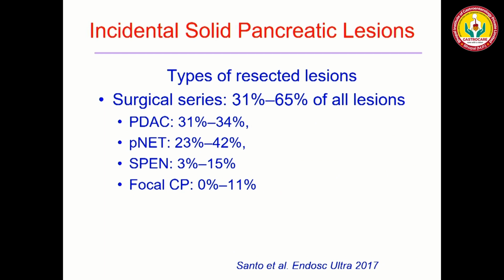If you look at the series of resected lesions, those lesions which have been resected by surgeons, you find that solid lesions are 31 to 65%. So the majority of solid lesions are actually resected, and of these, about 1/3 are ductal adenocarcinoma, and about a quarter to 1/3 will be neuroendocrine tumor, and then you have other rare causes. And sometimes focal chronic pancreatitis, a mass-forming inflammatory lesion, is also found on surgery.